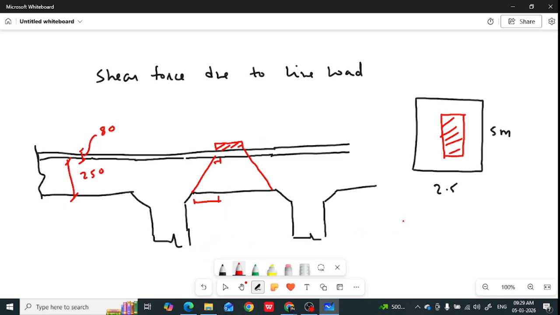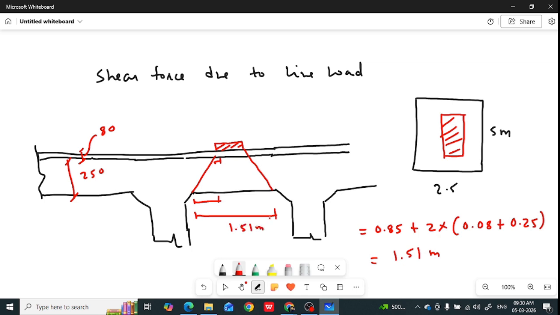So the dispersion I will calculate here. 0.85 is the width of the truck plus 2 into (0.08 plus 0.25). So you are getting it as 1.51 meter. Its dispersion width or length is 1.51 meter. So we need to place the load in such a way that the center of the truck is at a distance 1.51 divided by 2 from the edge of the girder, from the edge of the beam. So this is 1.51 divided by 2.